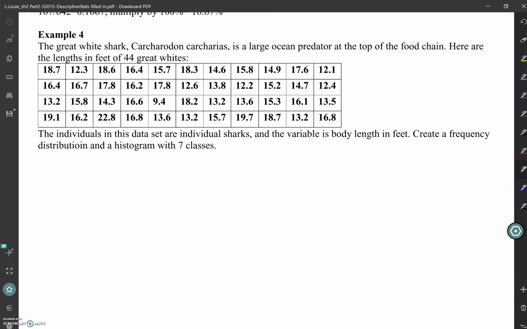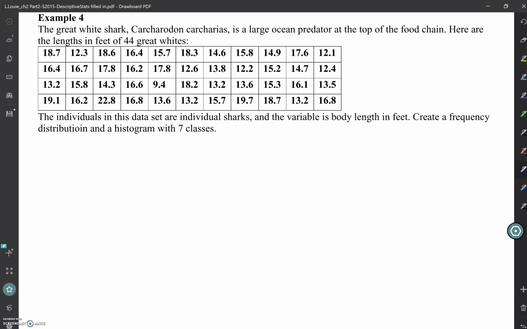Ocean predator at the top of the food chain, or predator for the top of the food chain. Here are the lengths in feet of 44 great white sharks. The individuals in this data set are individual sharks, and the variable is the body length in feet. And I want to create a frequency distribution for this histogram with 7 classes. So that means I already know how many classes I want, so I need to figure out the class width and then build my limits from there.